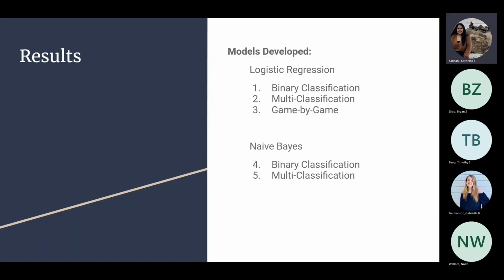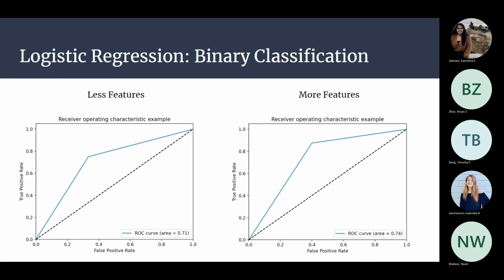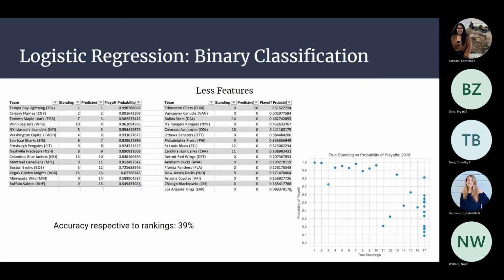Now we'll discuss the results of each model. We first created a logistic regression model using binary classification, as this was a more conventional way to use this model. We had 2 different versions using a dataset with less features and another with more. They performed very similarly to each other with an accuracy of 71 and 74% respectively, regarding if a team made it to the playoffs or not.